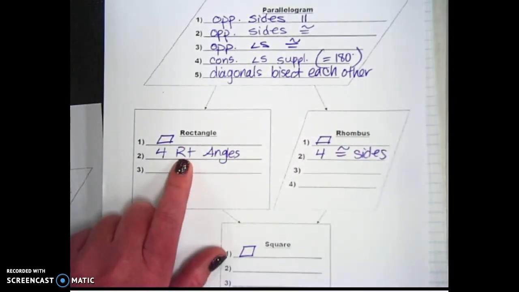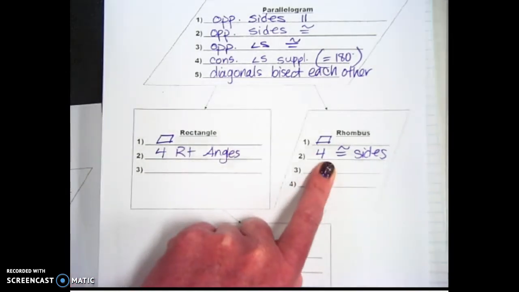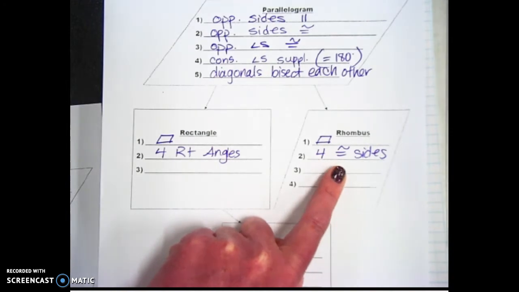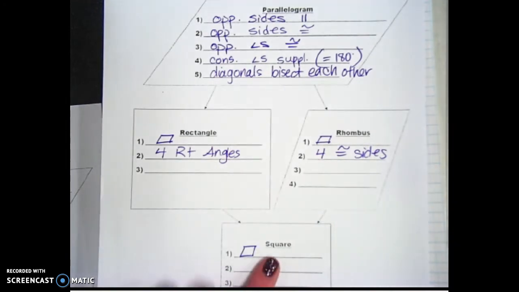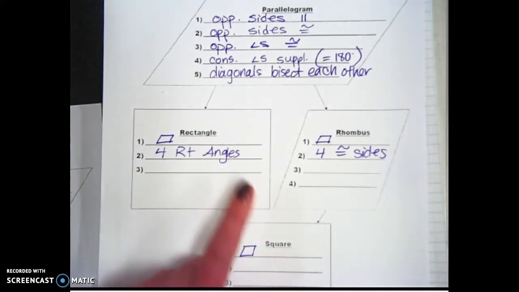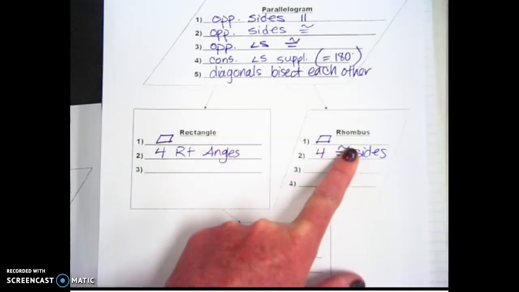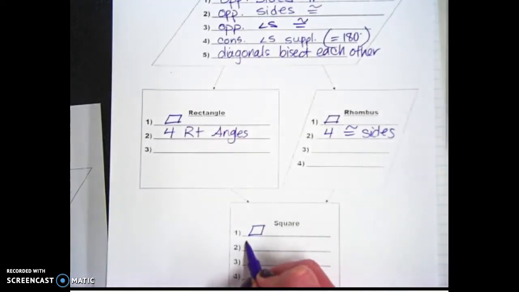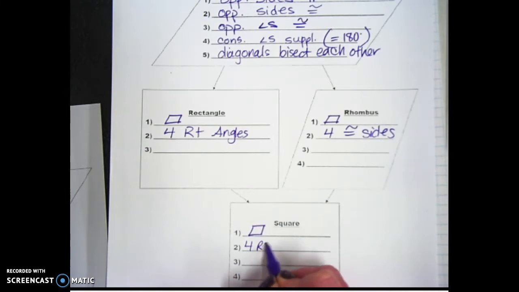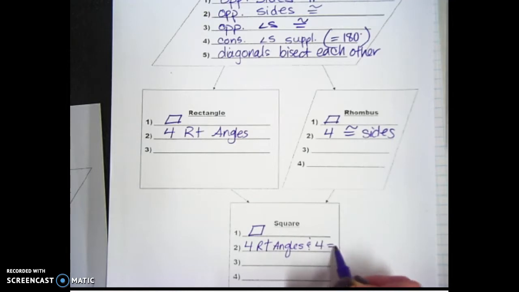So rectangle special. What's special about it is it has 4 right angles, and what's special about a rhombus is that it has 4 congruent sides. So a square is both a rectangle and a rhombus, so it actually has both. It has 4 right angles and 4 congruent sides.